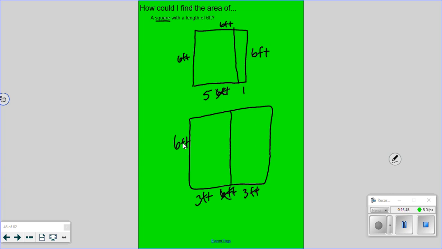When you finish and you figure out the total area, you can cut it out and glue it in your math notebook. Wait, I forgot to use the color.